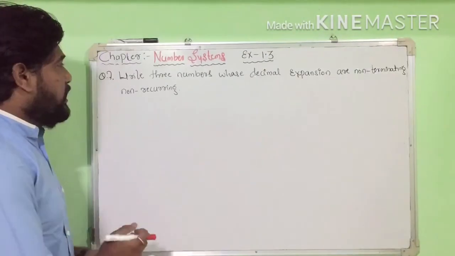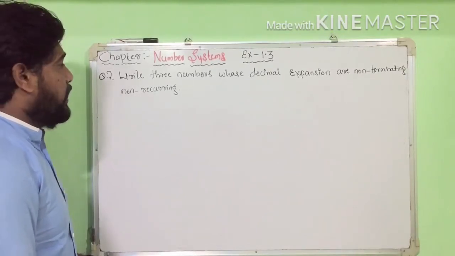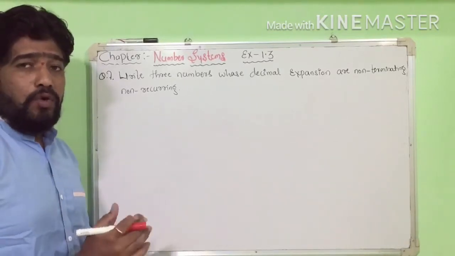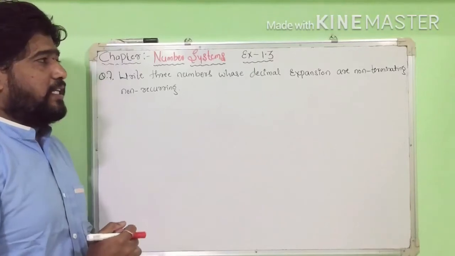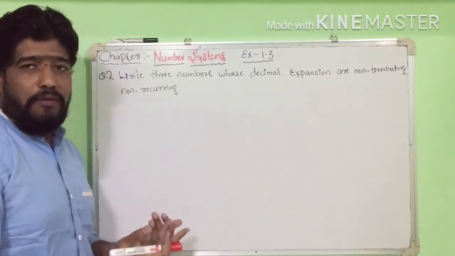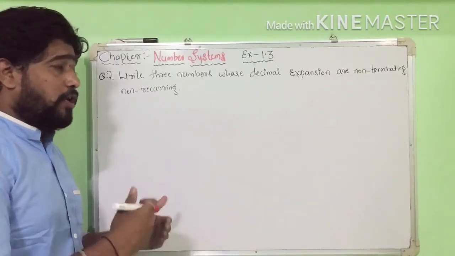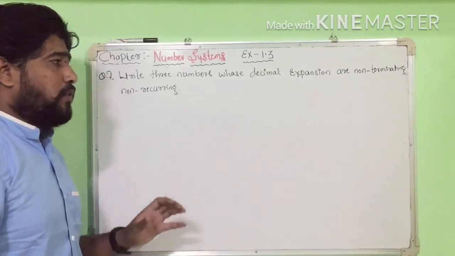The next question is, write three numbers whose decimal expansions are non-terminating and non-recurring. So here we want to write three examples which are non-terminating and non-recurring. Non-terminating means they don't have an end, and non-recurring means the number is not repeating here. So like that, three examples we want to write here.